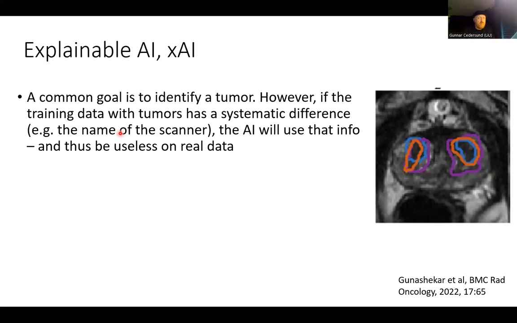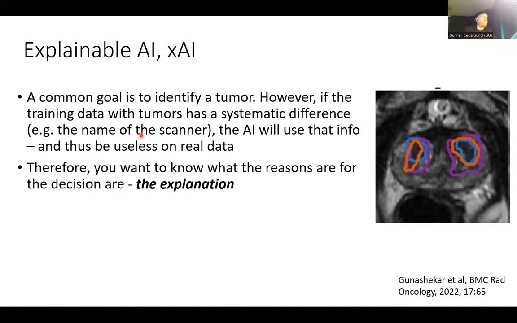So that's a common problem. So you really need to know what it is using as a basis for its decision to gain more confidence. So you want to have the explanation for why it's saying that there is a tumor. If it's saying, well, it's because the name of the scanner is this and this, then of course you know that you can't trust it at all. It is just bullshit.